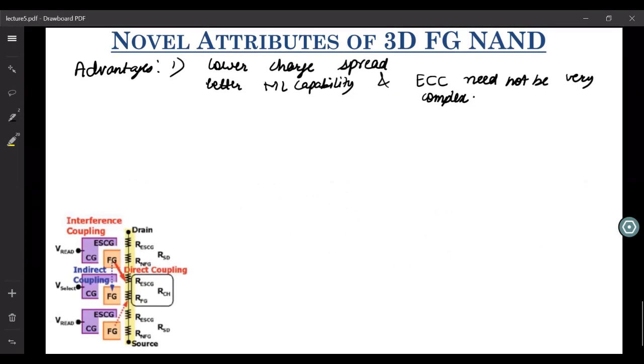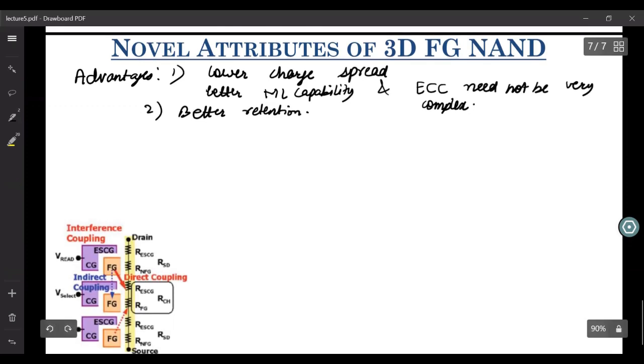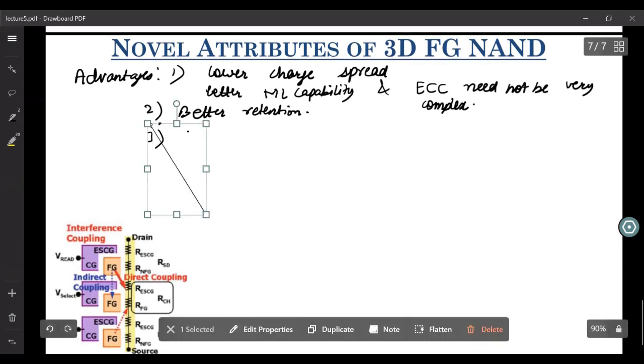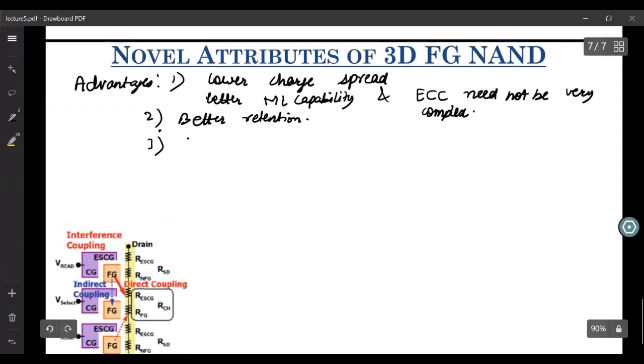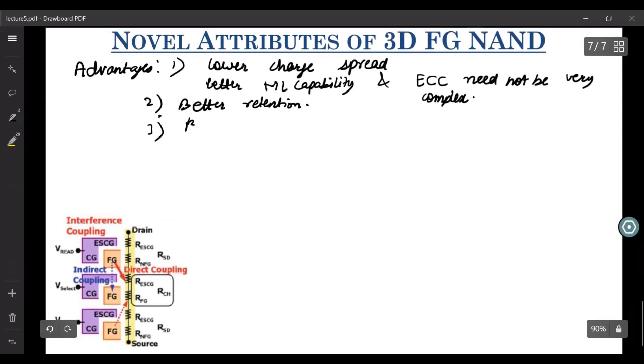Another advantage is better retention. That is the reason why we went for these 3D floating gate NAND flash cells. The third advantage is you can perform bulk erase. So bulk erase is possible. No need for GIDL, as was the case for BiCS.